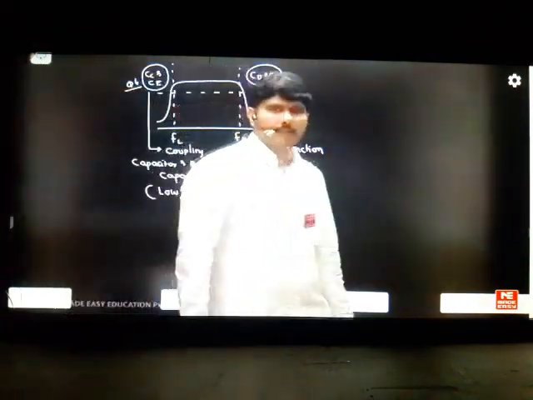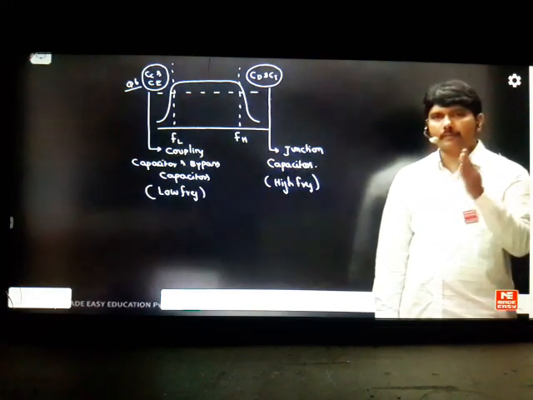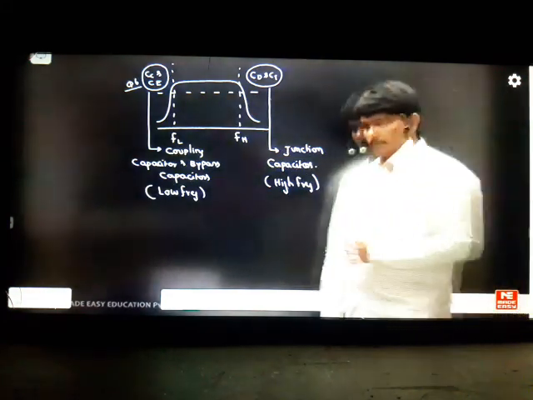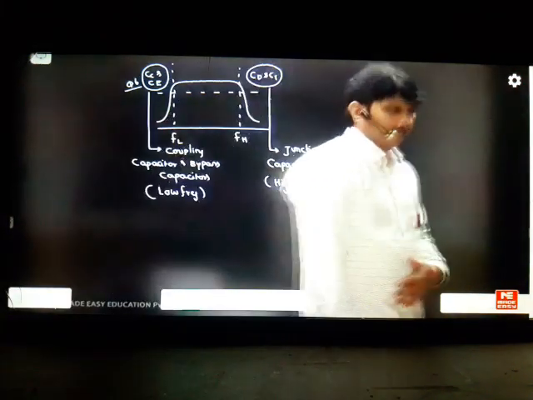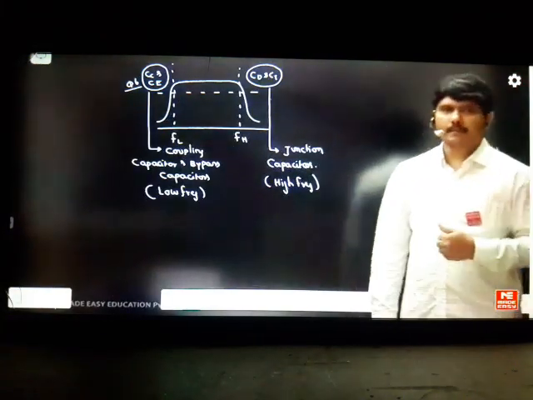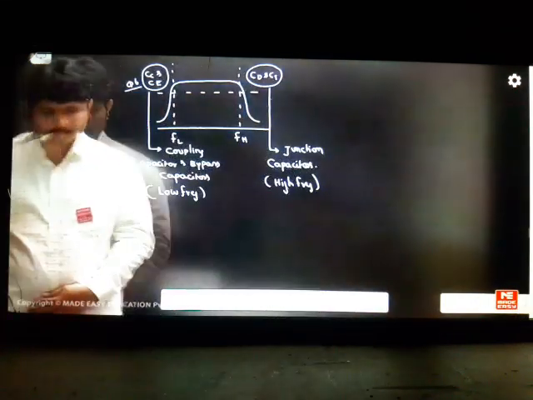What is the meaning of C1 is infinite? It means he has taken a very high capacitance. If you take a very high capacitance, it will get shorted from F equal to 0 onwards. That is the meaning. If you don't take infinite capacitors, they will get shorted after FL. Otherwise, they will get shorted from F equal to 0 onwards. That is the meaning of C1 equal to infinite.